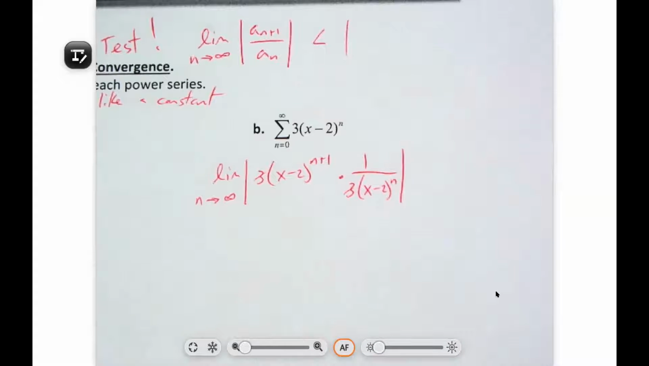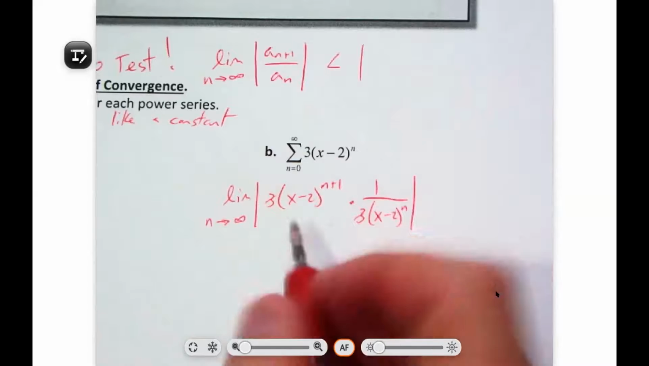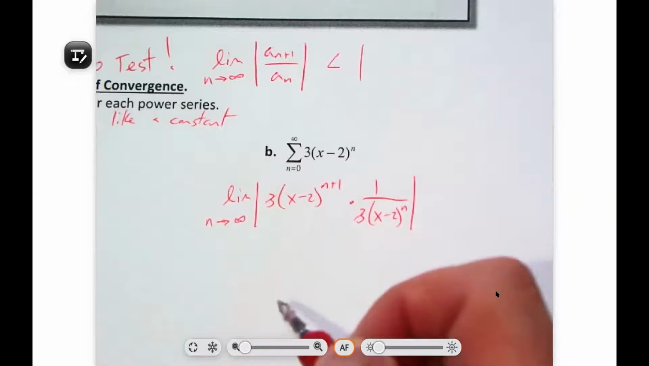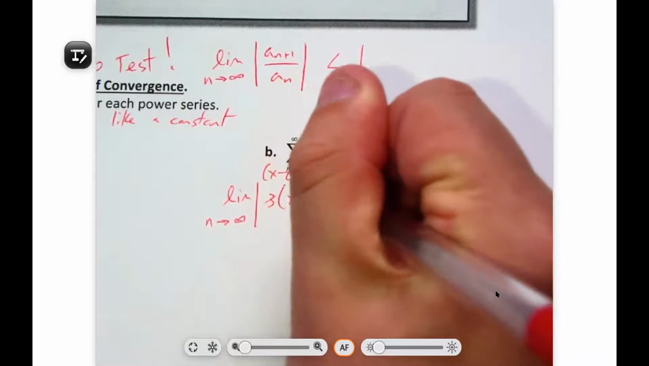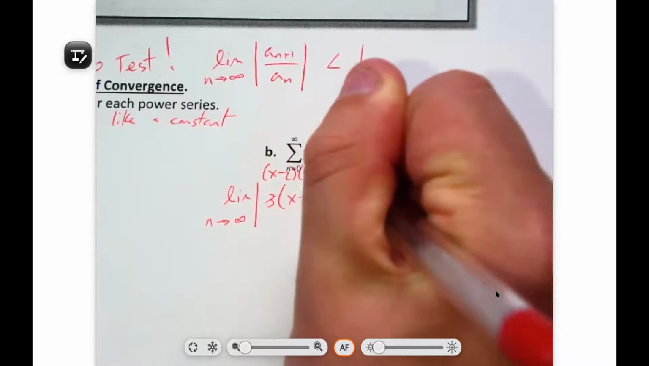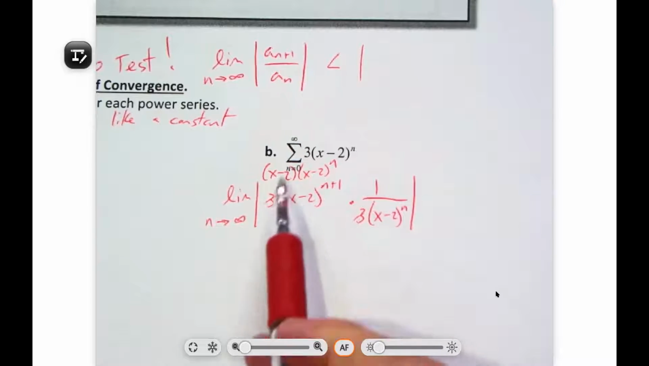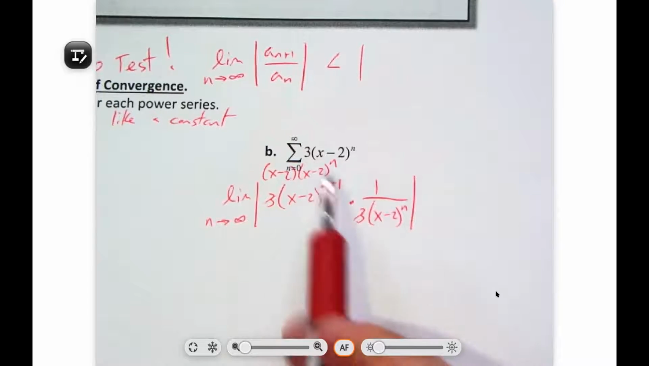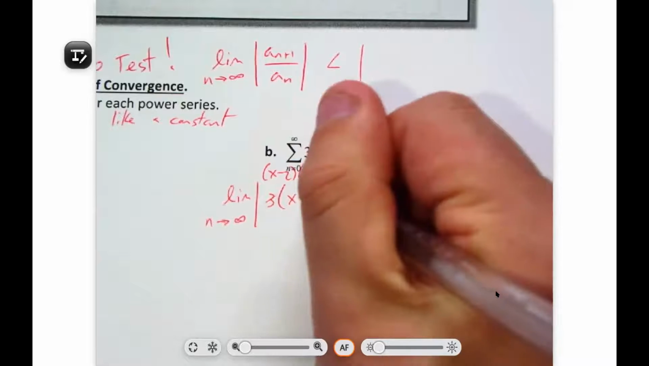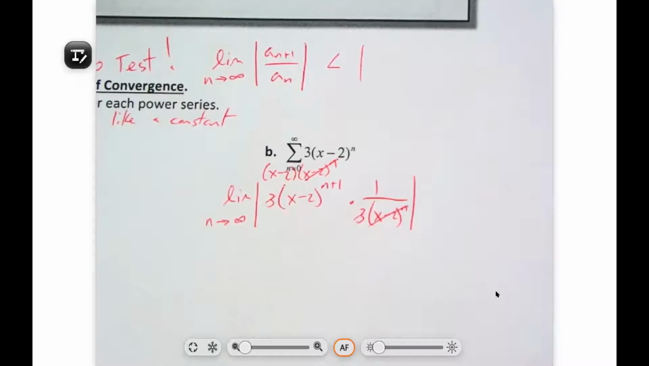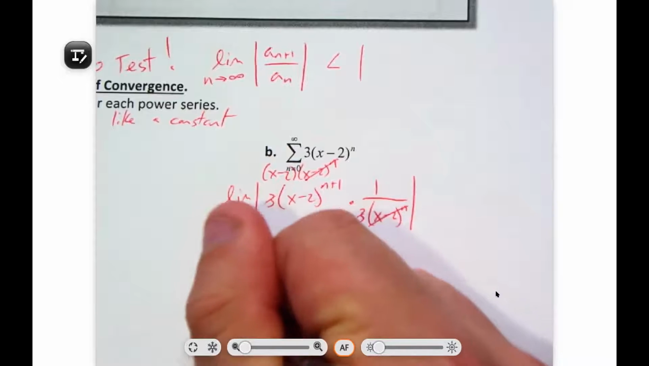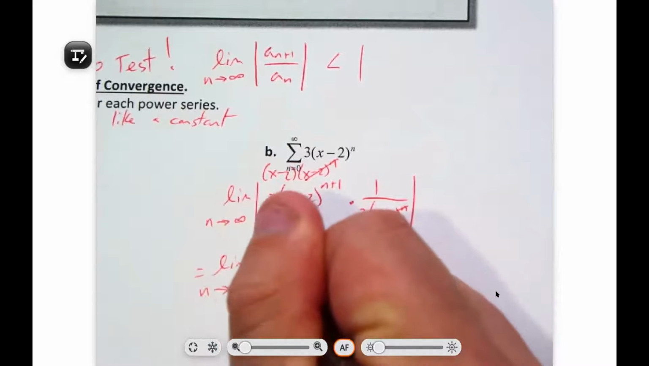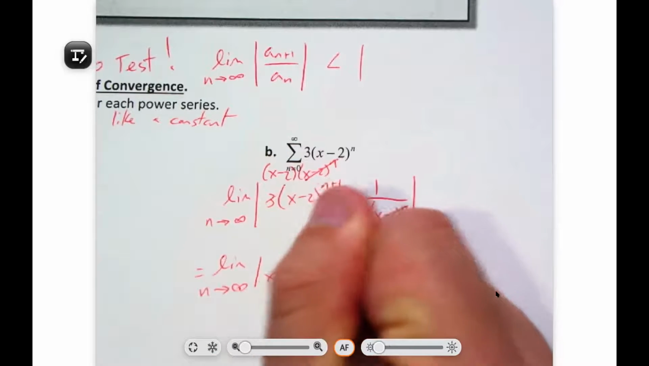And he showed that in the video. If you remember why, x minus 2 to the n plus 1 is the same as x minus 2 times x minus 2 to the n. These two expressions are equivalent to each other. So the x minus 2's to the n's cancel. And so we just have the limit as n goes to infinity of the absolute value of x minus 2.